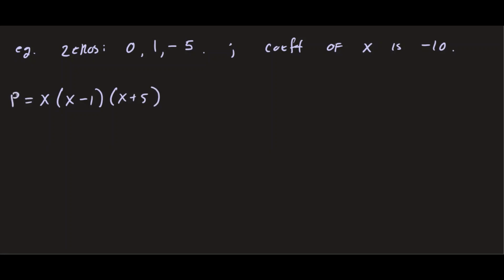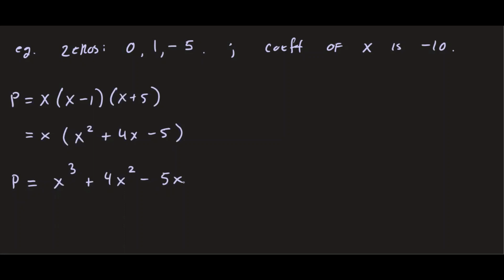Now I can go ahead and expand this. So I'm going to leave the x alone and then distribute the last two terms. We get x squared plus 4x minus 5. And then distribute the last term. We have p is equal to x cubed plus 4x squared, and then minus 5x. That's the polynomial function satisfying these zeros.